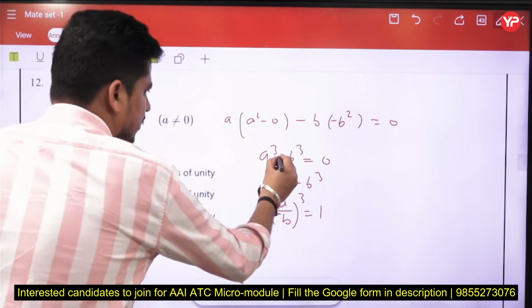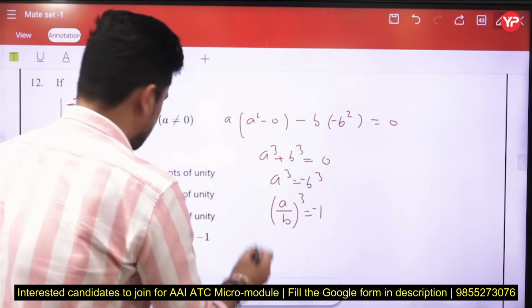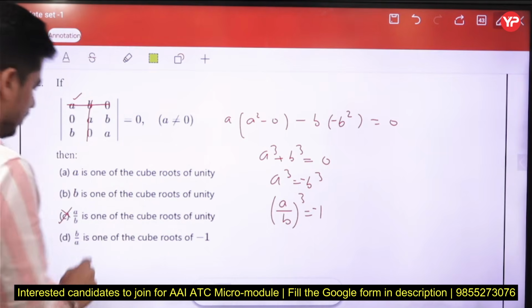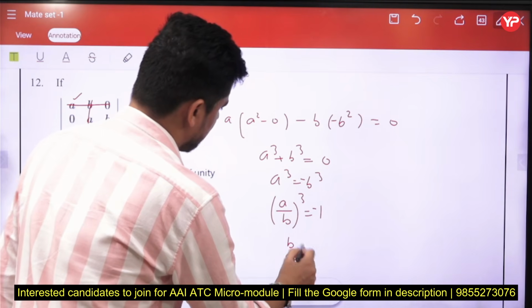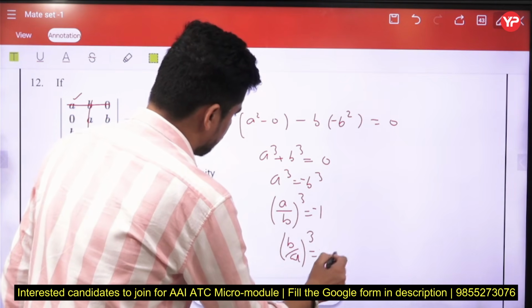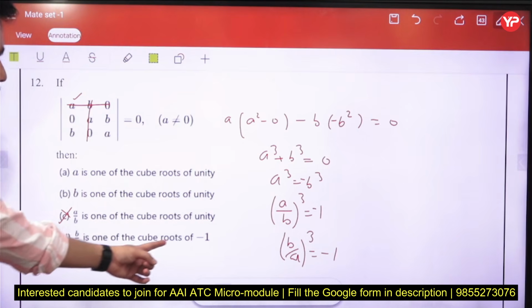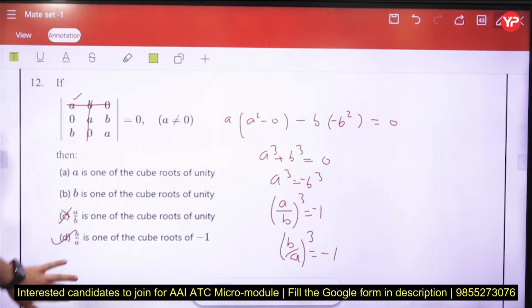That should be plus here, that should be plus here, that should be minus, that should be minus. So A by B is one of the cube roots of unity, that is not correct. B by A or A by B, both are the same thing. B by A whole cube is equal to what? Minus 1. So we can say B by A is one of the cube roots of minus 1. So answer will be D.